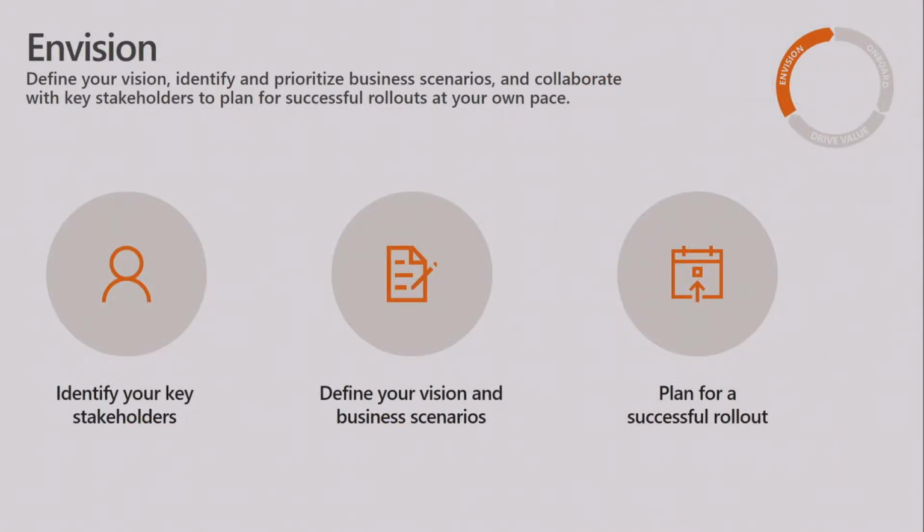So now we start going deeper into the different stages. And again, if you're thinking, oh, this is straightforward, that's exactly the point. Simple, but not easy. So in the envision stage, there are three things we want you to think about and really be focused on: identify your key stakeholders, define your vision, and plan for the rollout. So don't think, hey, I'm going to figure out the technical migration and deployment aspects, and then I'm going to think about how to drive adoption. It's really a better practice to start planning for that early on.